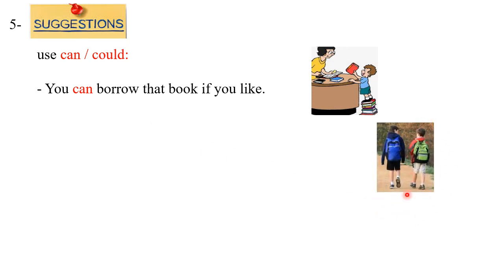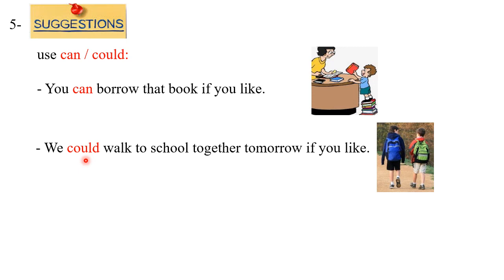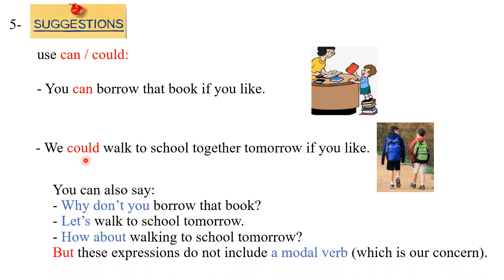How about one of these two guys who wants to suggest to his friend to go to school walking? He can use an expression like this. We could walk to school together tomorrow if you like. You can also say, why don't we borrow that book? For example, in this situation, we can also say, let's walk to school tomorrow. And we can also use an expression like, how about walking to school tomorrow? But the point is, these three expressions do not include a modal verb. So this is why we are stressing the use of can and could in such situations.